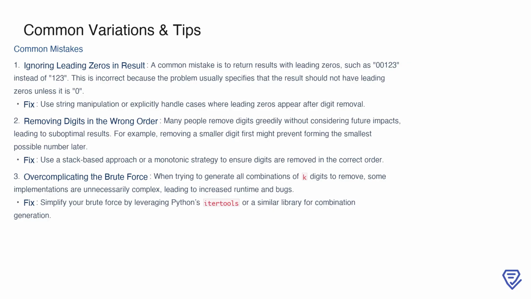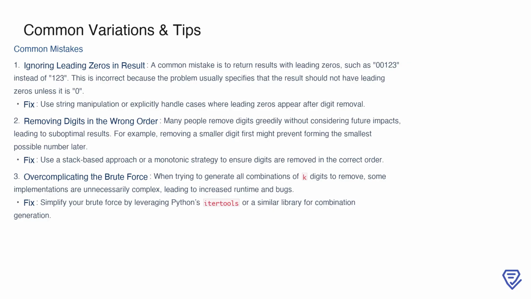Another mistake is removing digits in the wrong order. Some solutions remove digits greedily without considering the long-term impact, which can prevent forming the smallest possible number. For example, removing a smaller digit too early might lead to a suboptimal result. The solution here is to use a stack-based or monotonic approach to ensure digits are removed strategically.